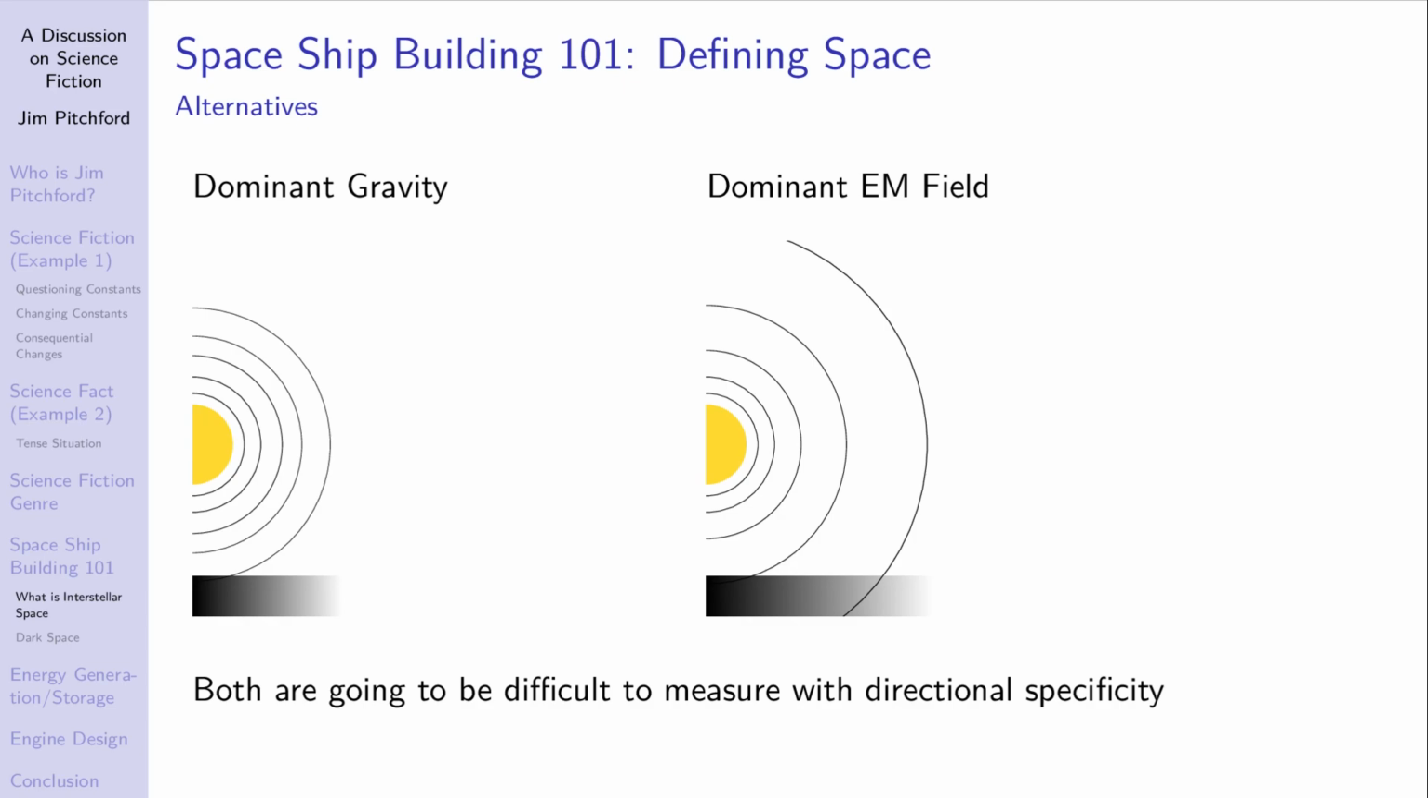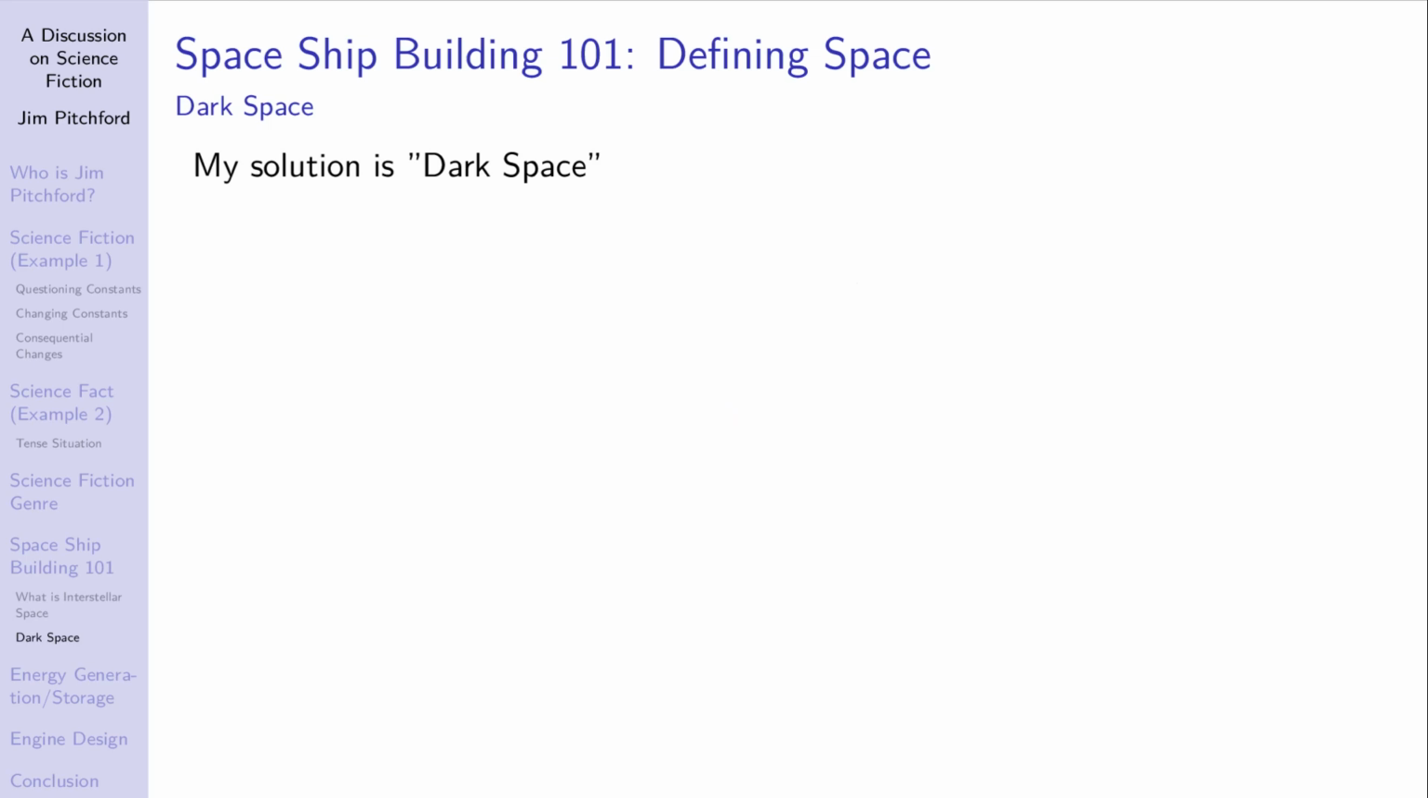That's a problem. So you may want to know, okay, how far am I from the stellar space of that star, even if you're next to a different star. Same thing with the electromagnetic fields. How do you filter down to make sure, nope, it's that one I'm looking at, not this one? Okay, gets a little tricky. Well, here's my actual solution in my stories. Dark space.